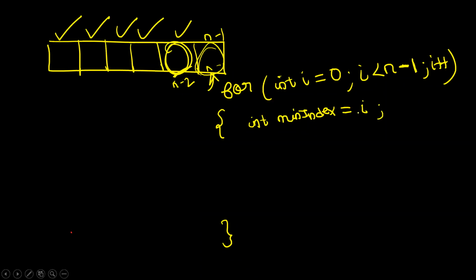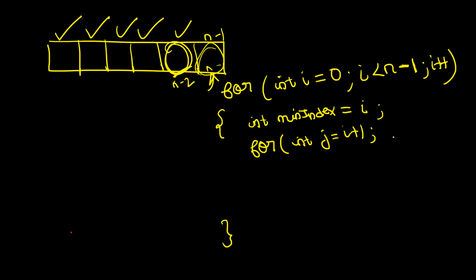So first of all, I have assumed that the minimum element is occurring at index number i only. But can I definitively tell you that the minimum element is at index i only? No. You have to scan the entire array before you can conclude what the minimum element is. So I will start iterating over the array from index number i plus 1.